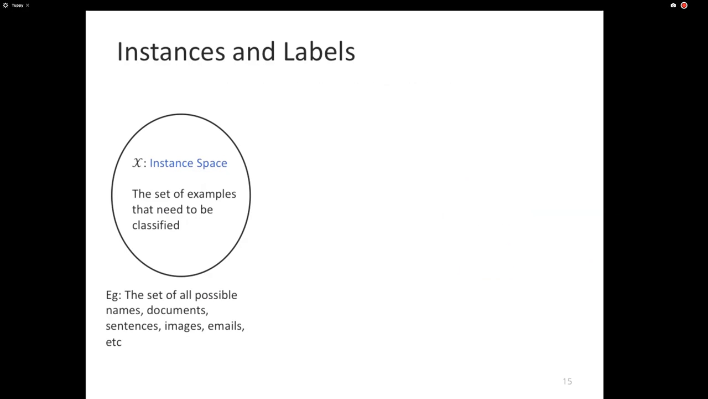Typically the letter X is used to denote instances and instance spaces. So the instance space is the set of all examples that need to be classified. It could be the set of all newspaper articles. In the badges game, the instance space consists of all possible names, not just the 200 names that were in the file, but every possible name that has not even been invented yet, because our function should be able to operate on any of those names. The instance space for an image classification system consists of all possible images. Or the instance space for a spam detector is all possible emails. So we have an instance space, typically the letter X.